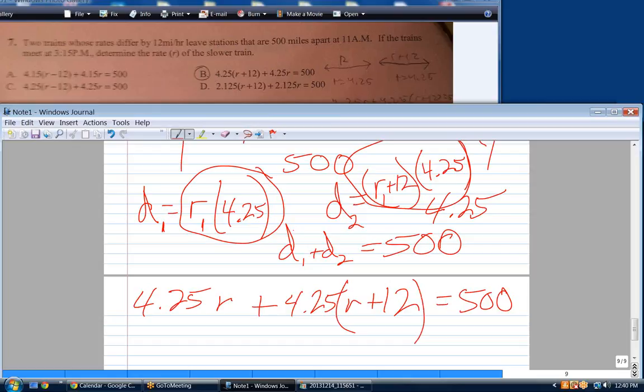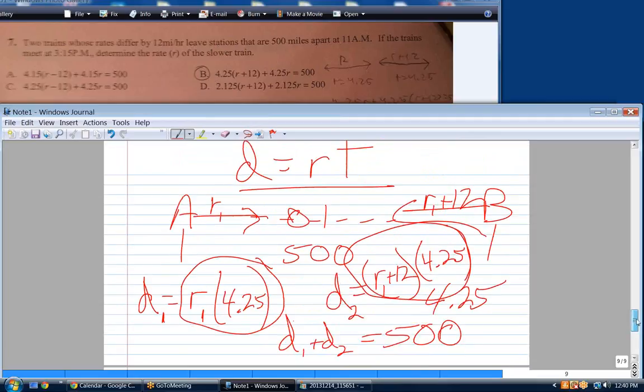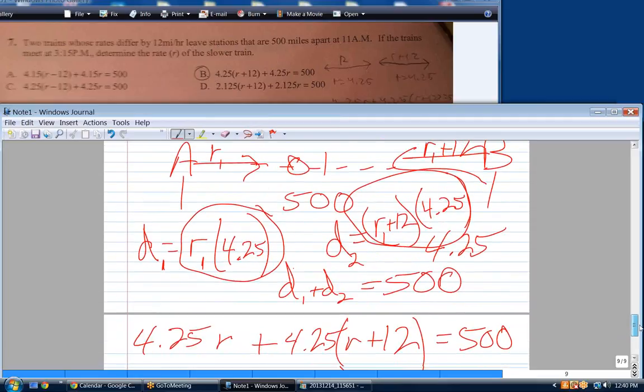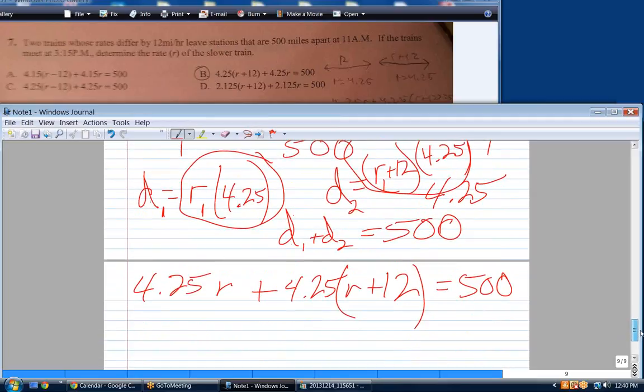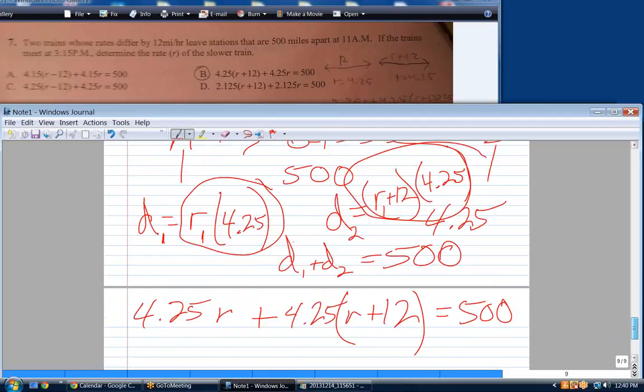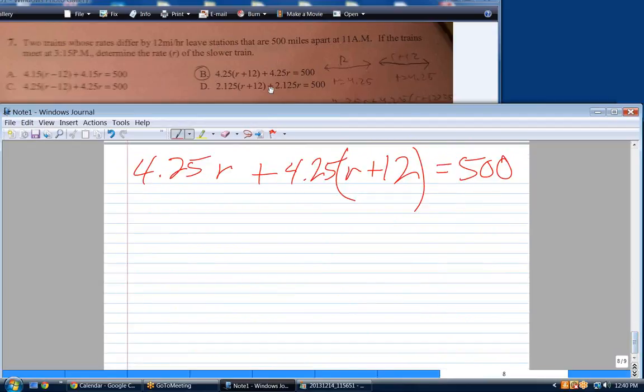Okay. Those problems can be tricky. The secret of these train problems is, first of all, knowing that D equals RT, and then second, laying out everything that you know. Lay out all the equations that you know, and keep your variables to a minimum. Just like that problem there, I guess.